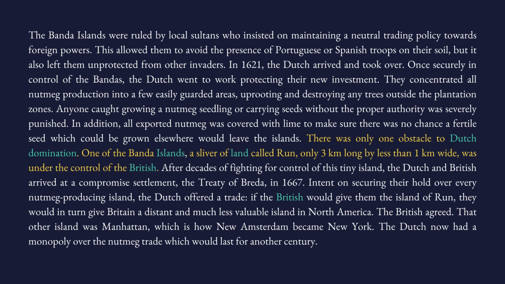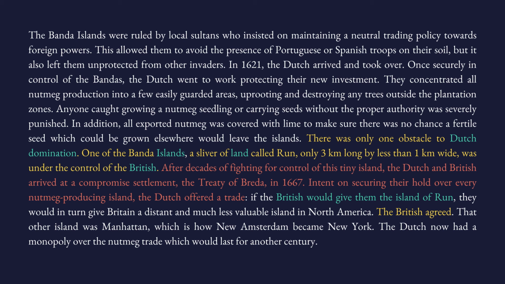And then we go back to the passage which we read in the previous questions. After decades of fighting for control over this land, the Dutch and Britain arrived at a compromise settlement, the Treaty of Breda. So as you remember, the Dutch were intent on securing their hold over every nutmeg producing island. So they offered a trade. British, what was the trade? That the British would give them the island of Run. So basically, they wanted the British to give them what? This island. What is the name of that island? Island of Run. Did they do that? Did the British do that? Well, apparently they did.